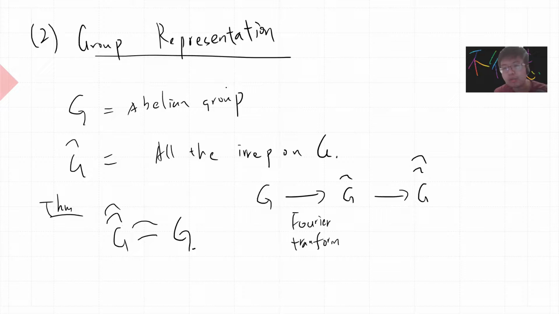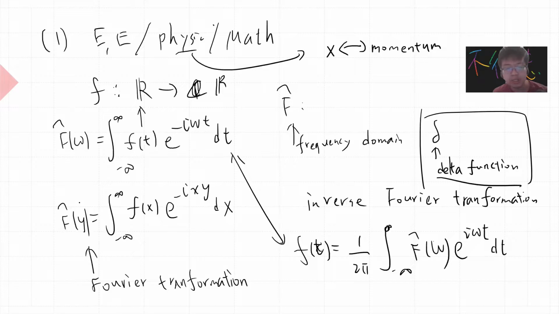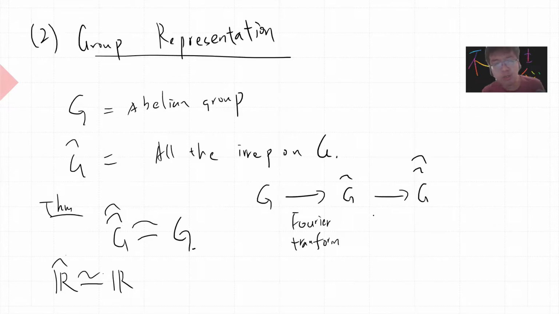I will not talk about details, but simply speaking, if somebody gives you the real numbers, which form an abelian group, and you do its Fourier transformation, you get another function on R. Basically, the irreducible representation of R is exactly this exponential minus i omega t. So this is a more abstract version of the Fourier transformation. Today I want to talk about Boolean functions, so this is just the introduction.